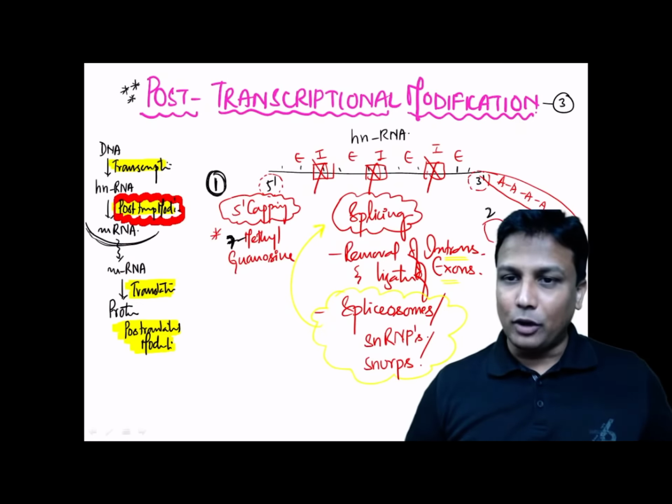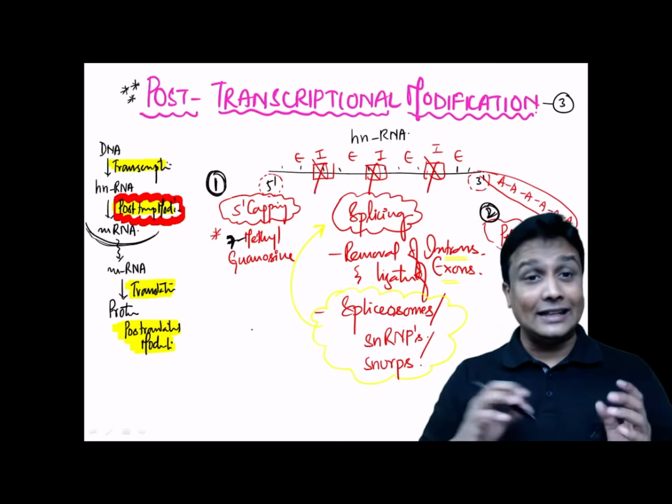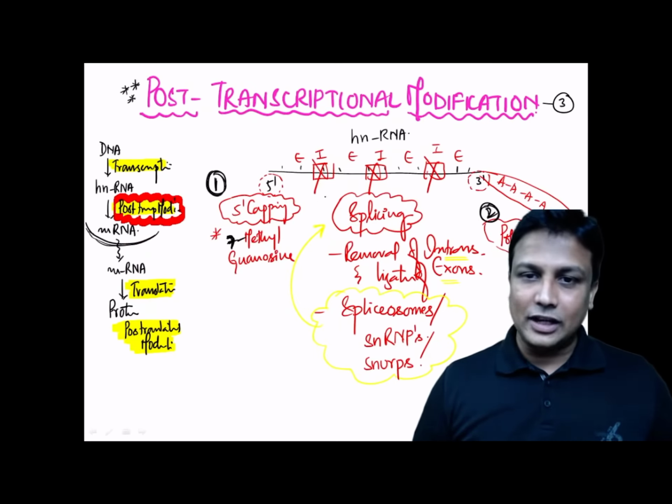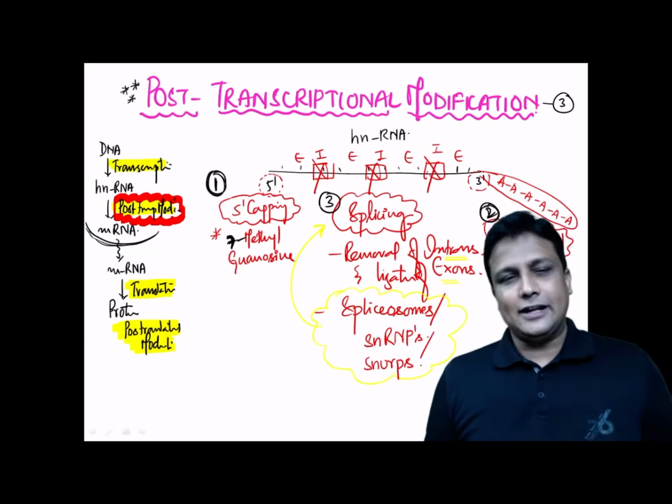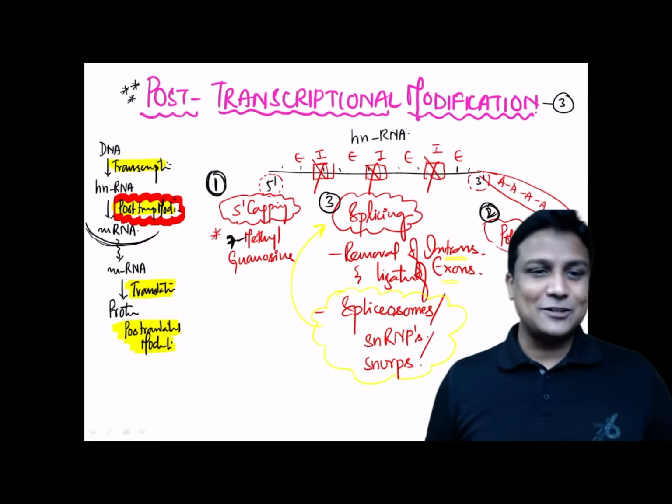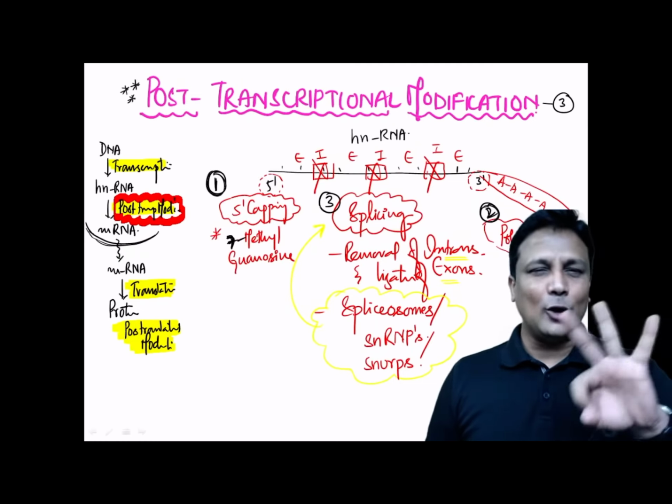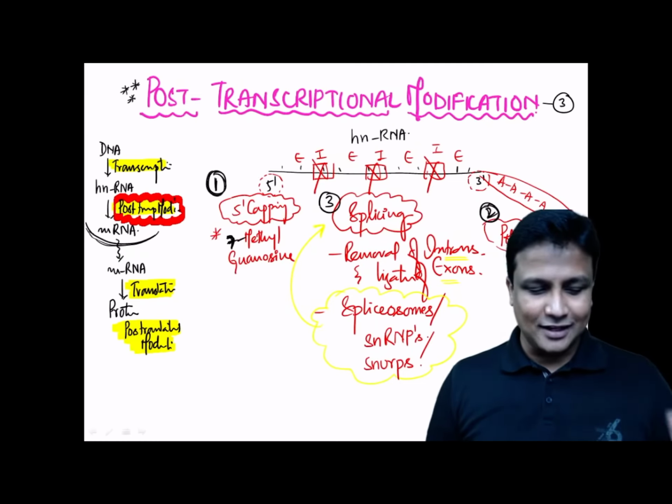And number 2 will be poly-A tail, which is at the 3' end. And number 3 modification will be splicing. And splicing is done by spliceosomes or SNRNPs or SNRPs, my dear friends. Out of these 3, definitely they'll ask you one question.